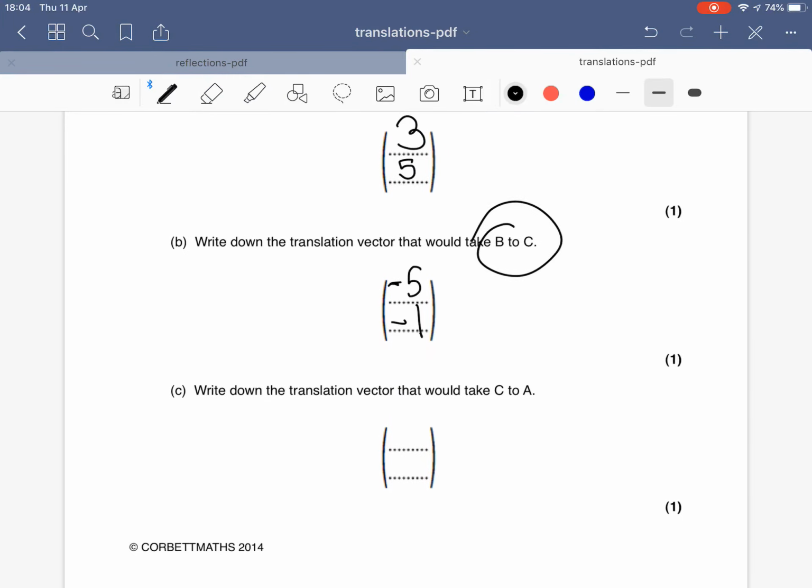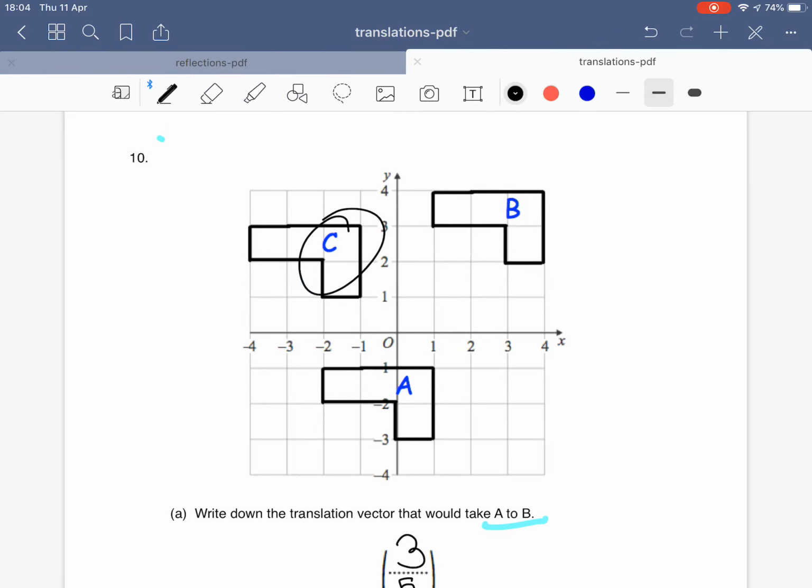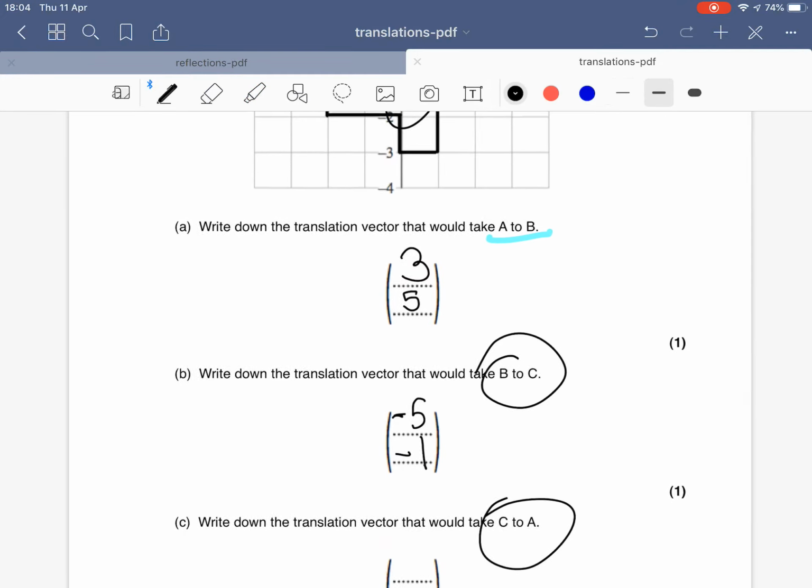Okay, next one we're going C to A. So pick your 2 points. Stick to the corners. Don't confuse yourself. So we're going to go from C to A. So C, it needs to come left or right. So it's going 1, 2 to the right. So I know right means positive.